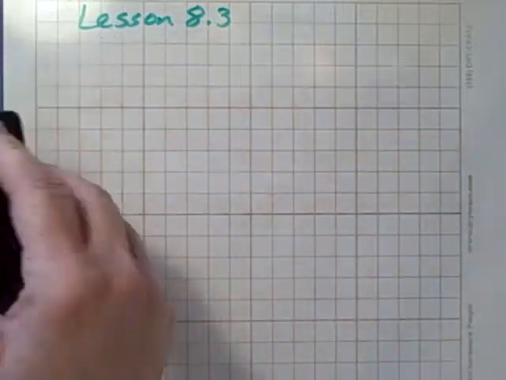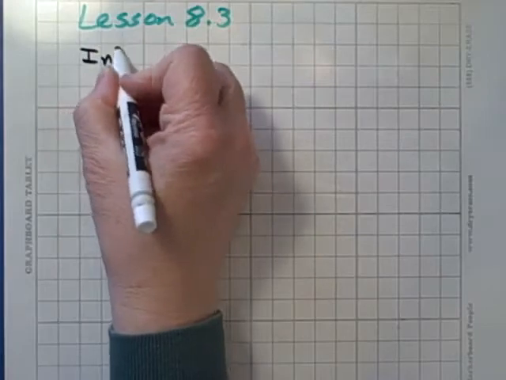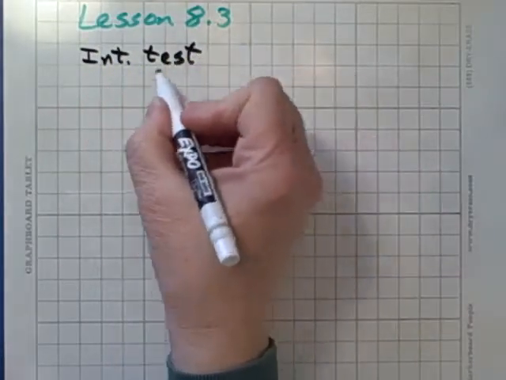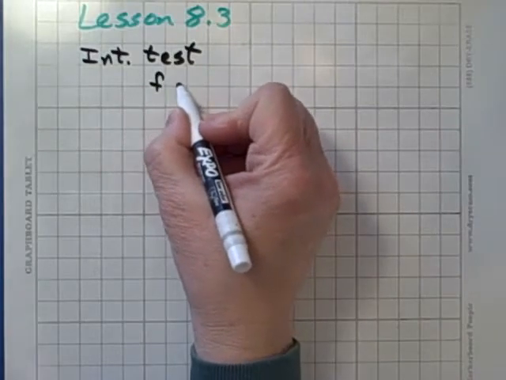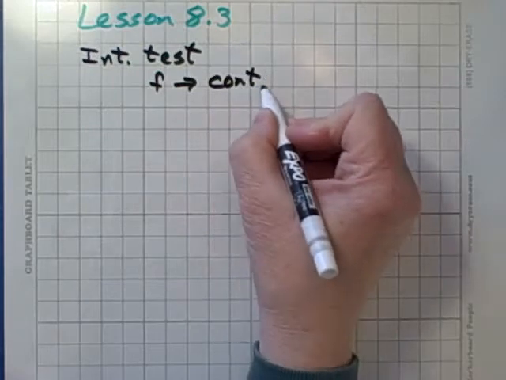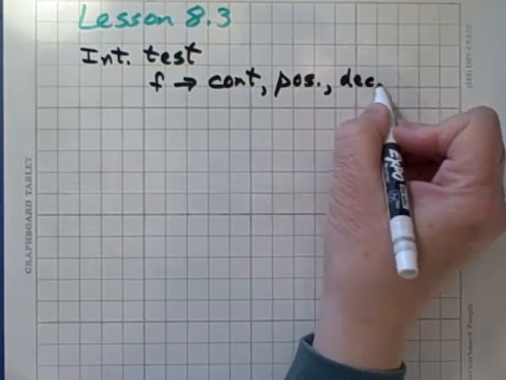I ask that you read through the definition thoroughly on the integral test. But once again, it does have three requirements for f. It must be continuous, it must be positive, and it must be decreasing.